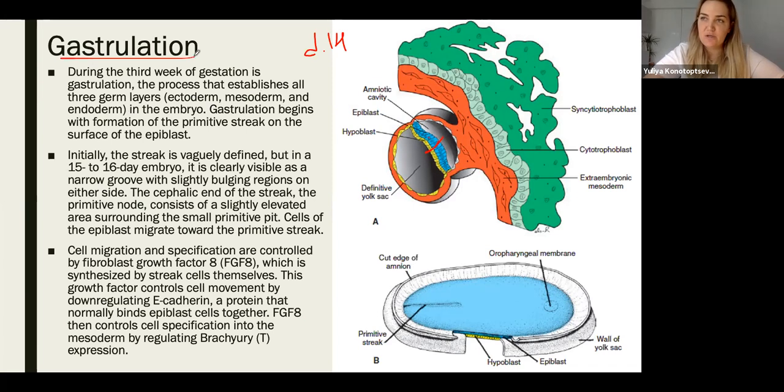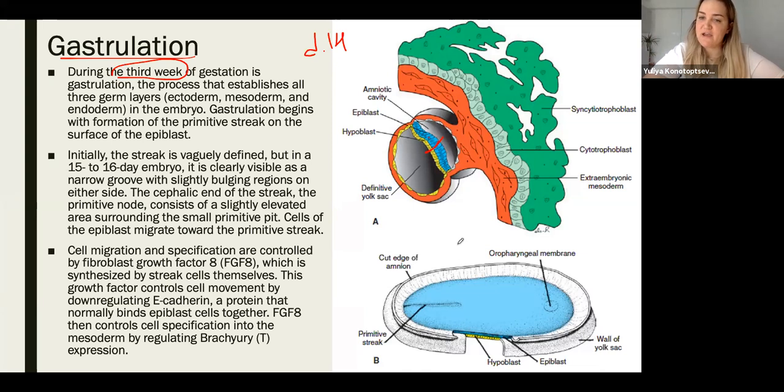Gastrulation is the process of making the trilaminar germ disc. That's what it means. Gastrulation means that we have to convert our bilaminar germ disc to a trilaminar germ disc. We have to convert our epiblast and hypoblast to ectoderm, mesoderm, and endoderm. Gastrulation begins during the 3rd week. So starting after day 14 until day 21, sometime there, we're gonna be creating the trilaminar germ disc.